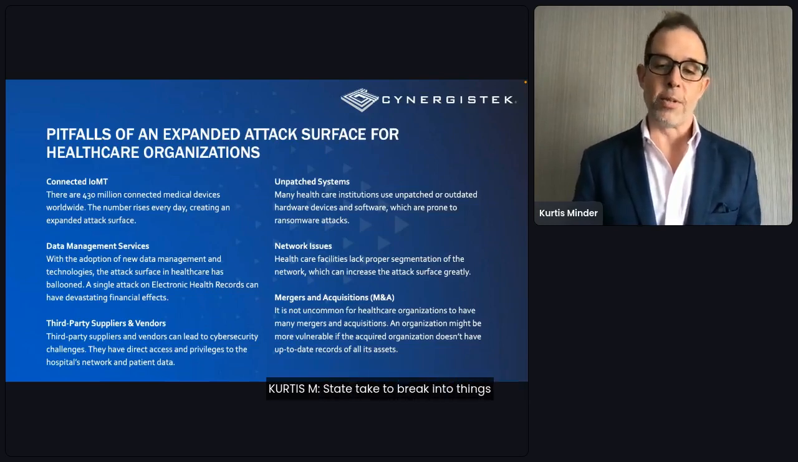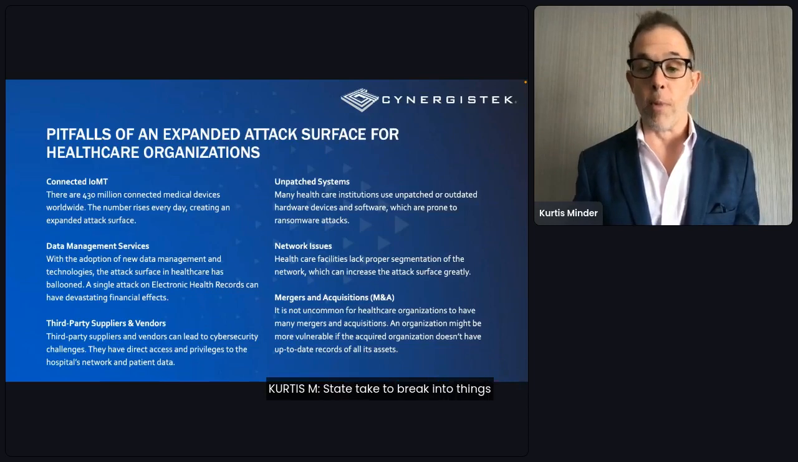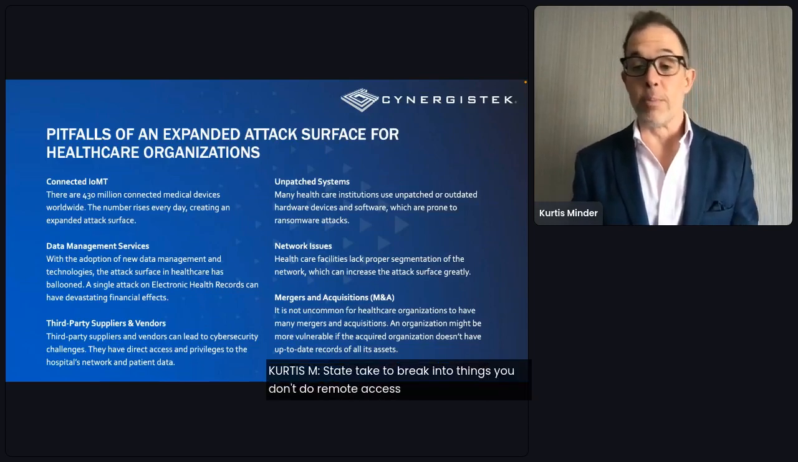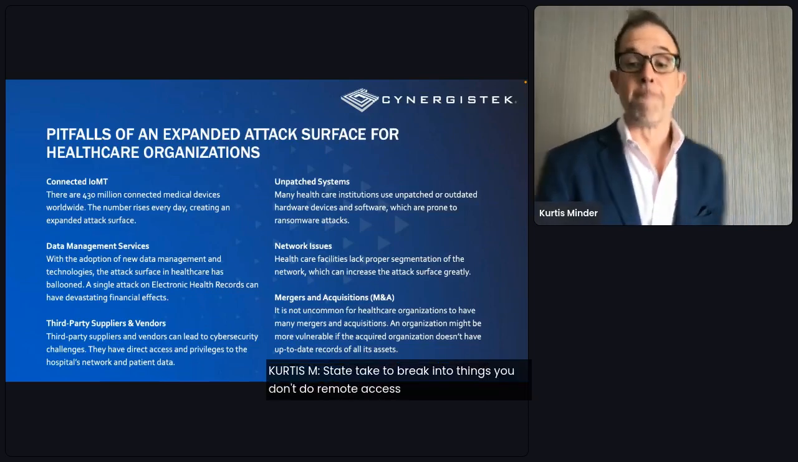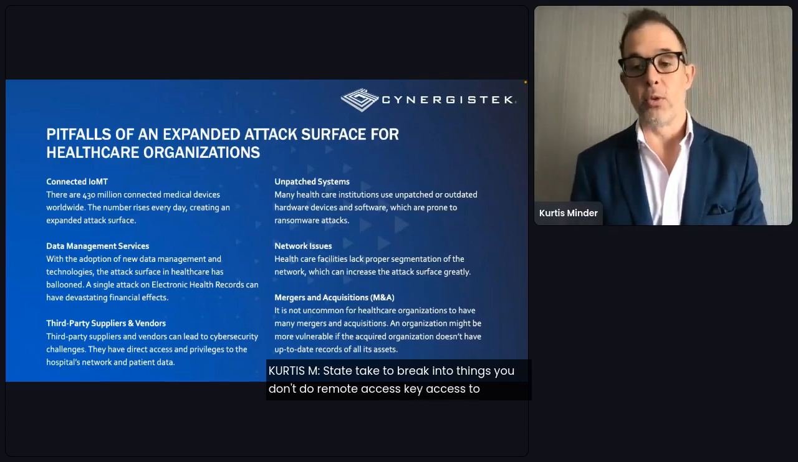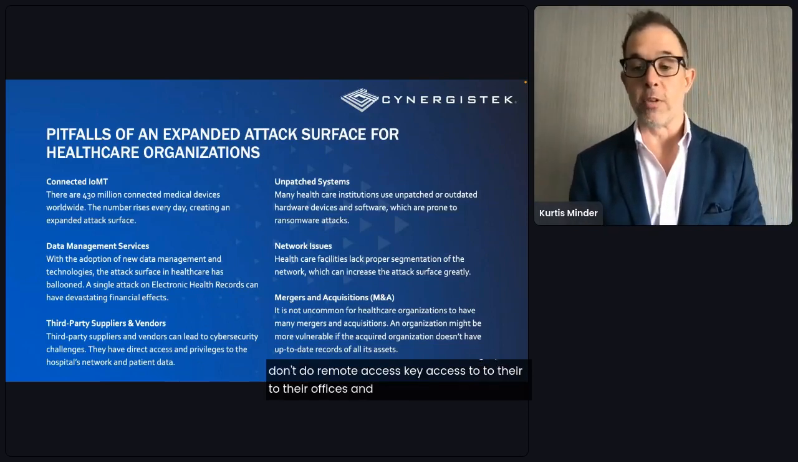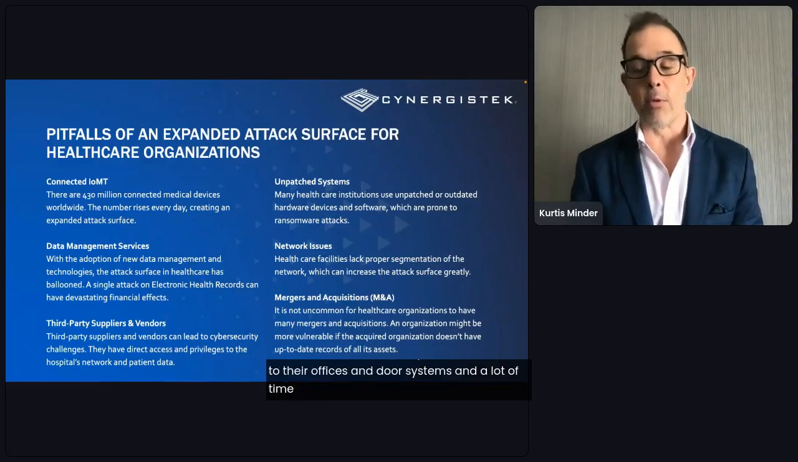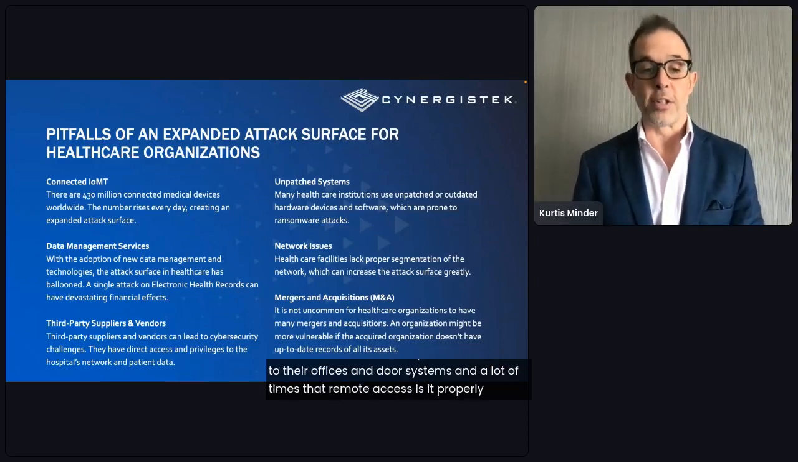What COVID did to proliferate this was the remote access component. The administrative employees that are no longer reporting to an office now need remote access to their offices and/or systems, and a lot of times that remote access isn't properly secured.